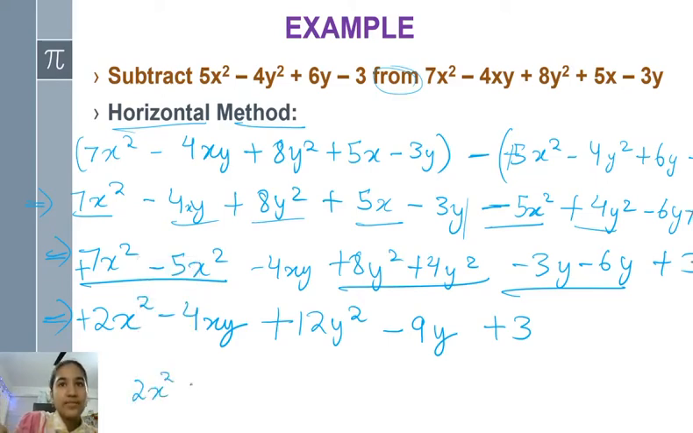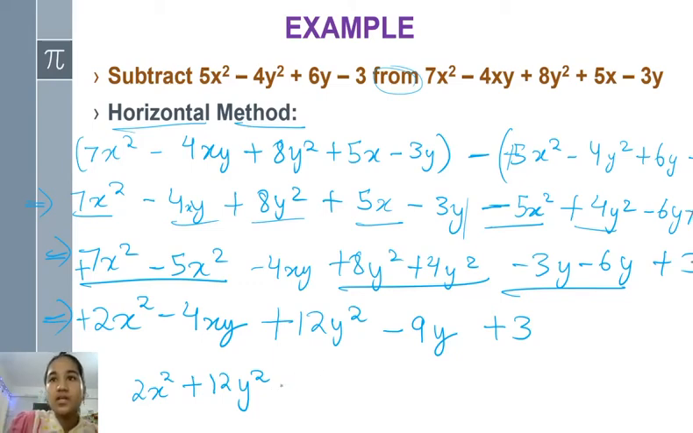2x squared plus 12y squared. Now 12 is greater than 2, then why haven't we faced this first? Because of xy. We'd never say A, B, C, D, E, F, G, H, I, J, K, L, M, N, P, Q, R, S, T, U, V, W, X, Y. We never say Y, X. So, in this way.